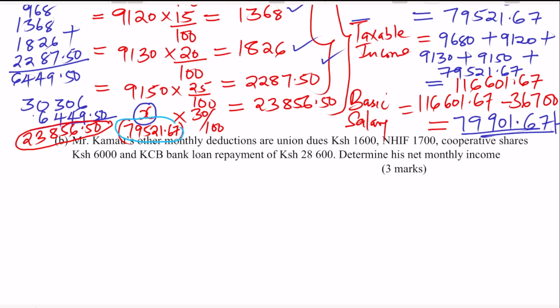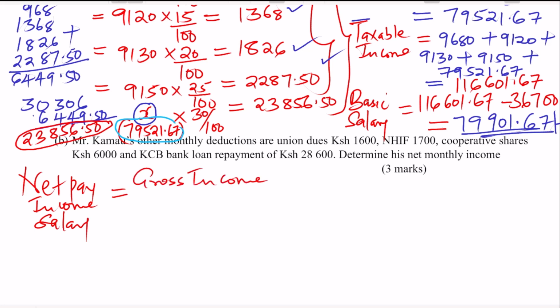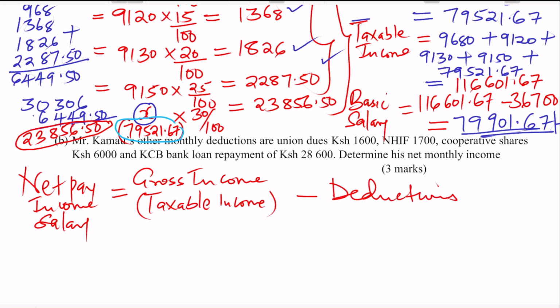So how do you get net income or the net pay? You can call it net pay, net income, or net salary, all these names. So you take the gross income, also known as the taxable income, then you less all the deductions. All the deductions are going to be indicated here. So this is how we get it. So the gross income, we got it. Gross income, or taxable income, in the previous question was 116,601 and 67 cents. Then deductions are quite many.